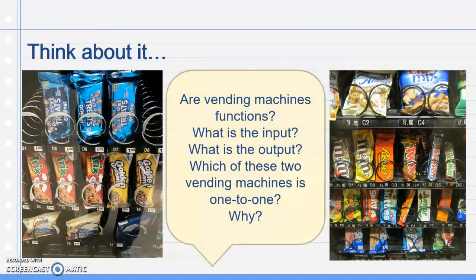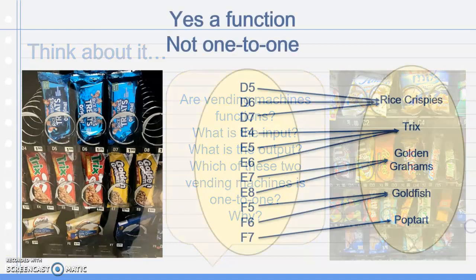Let's think about this. Vending machines, we've all experienced them. They're delicious. I want you to think about, are these pictures of vending machines functions? What would be the input or the output? And which one of these is 1 to 1 and why? Pause the video to take a second to think about it and come back when you're ready. Not just drool over the Rice Krispie bars in there.